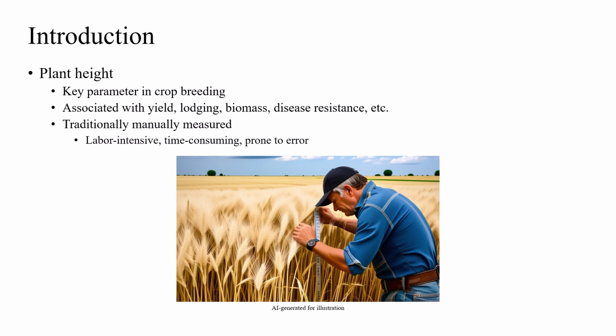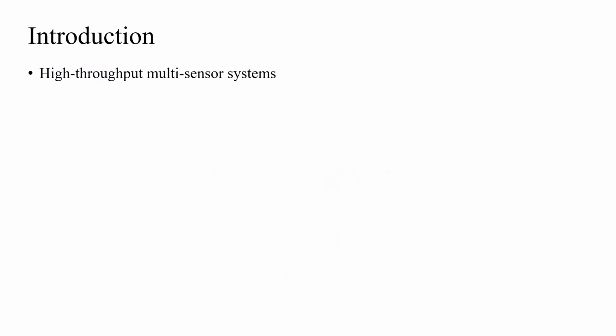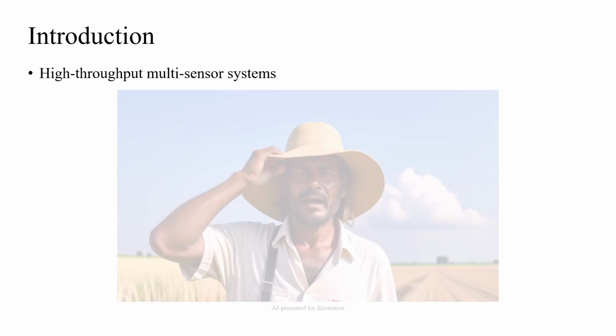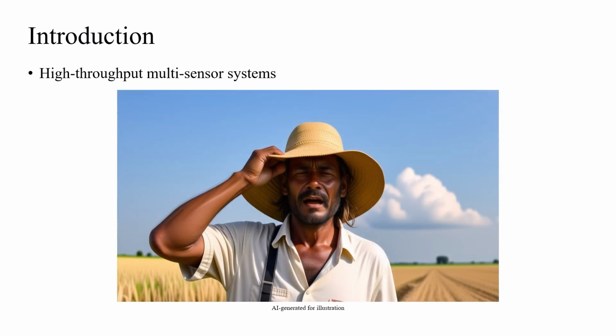To address this issue, researchers have developed high-throughput multi-sensor systems that can simultaneously and efficiently measure multiple plant traits, including height, using sensing technologies, so that breeders no longer need to spend hours under the scorching sun on a humid summer day to manually collect data.